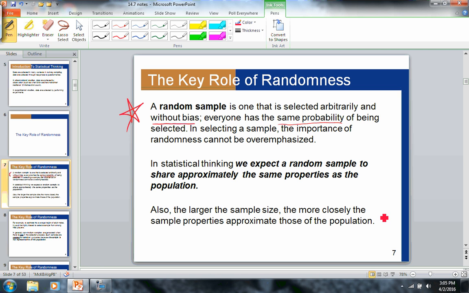Now, the larger your sample size, the more closely the sample will approximate those properties of the population. So when you're actually doing data collection and research, if you're not getting the results that you want, you just keep experimenting and you keep adding more people into your sample.